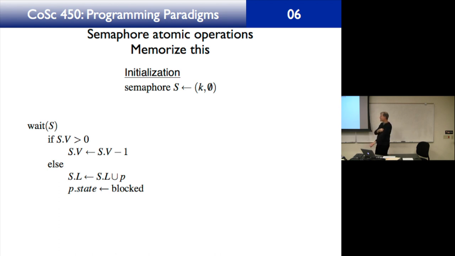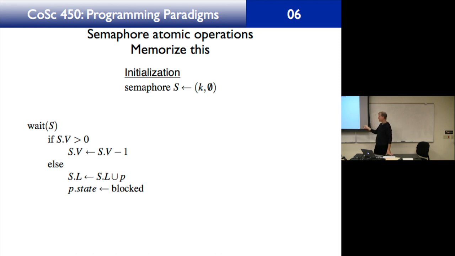So now let's take a look at what wait S does. What does the if statement say? If S dot V, if the value of the integer is positive, greater than zero, the only thing it does is subtract one from it. That's all it does. So it looks at the integer. If the integer is positive, it just subtracts one and goes on. So it doesn't really even wait. Are you with me? So it's possible to execute wait and not to be blocked.